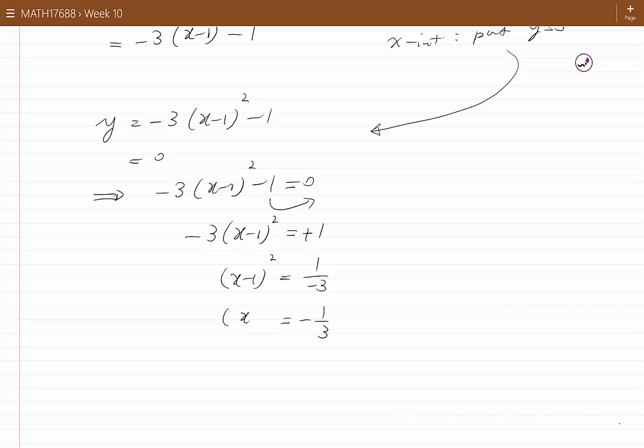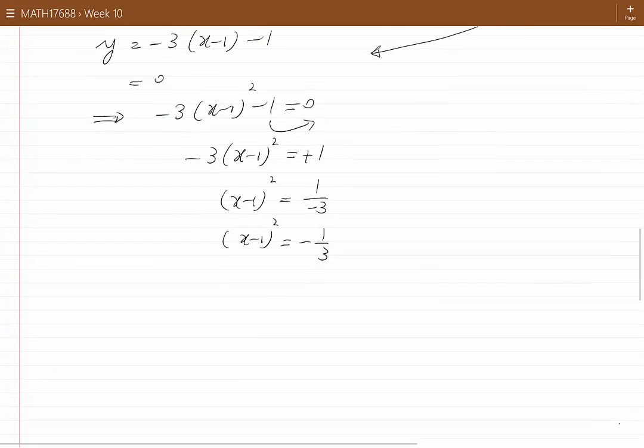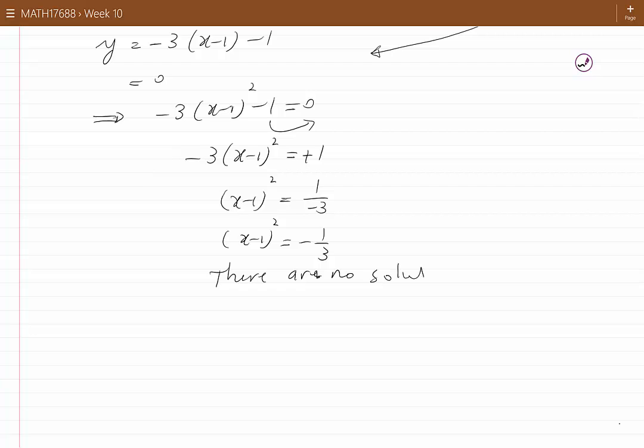Right, at this point I realized that there are no solutions to this equation. (x minus 1) squared, no matter what x you use, is going to be a positive number, and it can never equal minus 1/3. I will write there are no solutions for this equation, and as a result there are no x-intercepts.